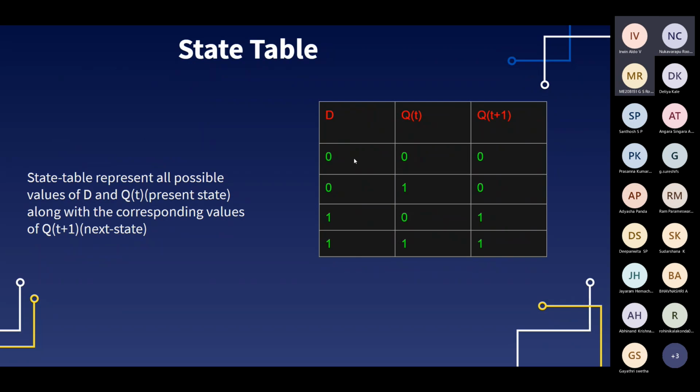Whenever I press 0, it should become 0, whether the previous state value is 1 or 0. Same goes for D equal to 1. Whenever I press 1, it should change to 1, irrespective of whether the previous value is 0 or 1. Both cases it becomes 1. So it does not check the previous value. That's the specialty of D flip flop.